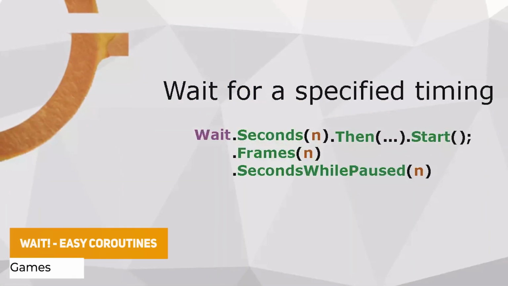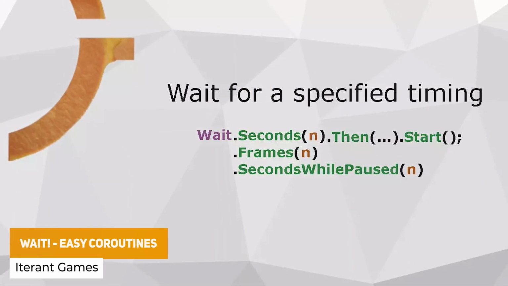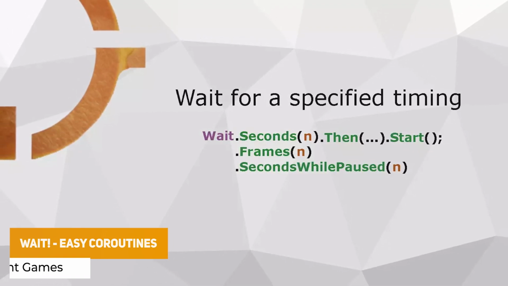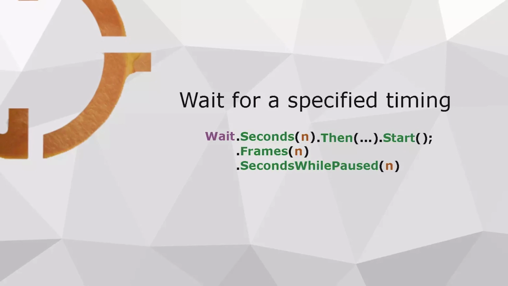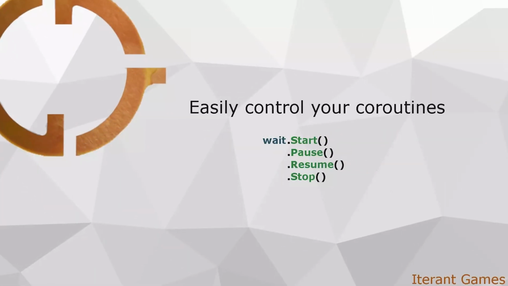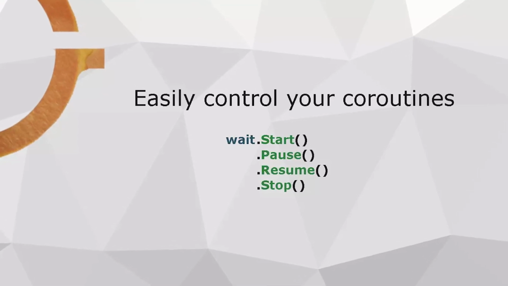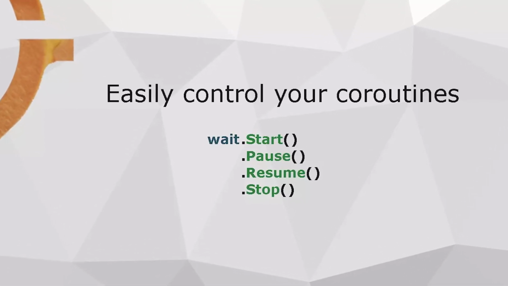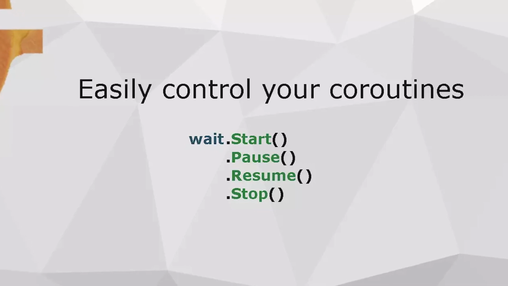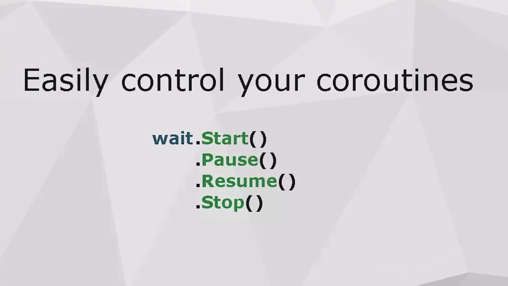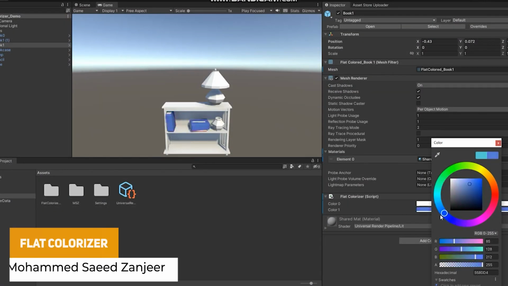The next one is the Wait Easy Coroutines. So this is a way to declare coroutines without having to use an enumerator or the yield syntax. It has some really nicely shorthanded variations to be able to use waits, to be able to chain them, to be able to group them, stop them, resume them, and be able to do really easy methods and functions just with a few words.